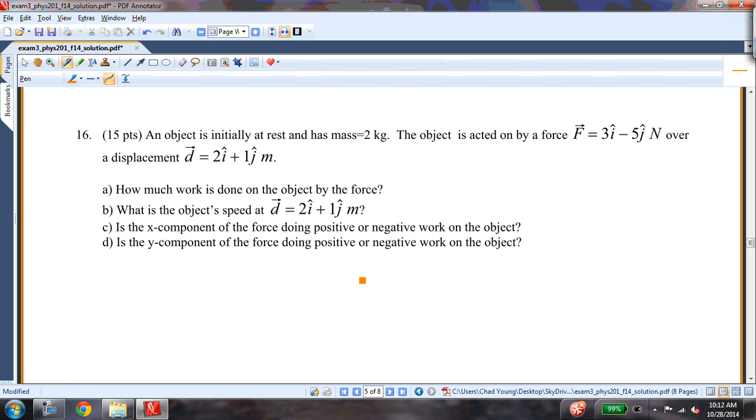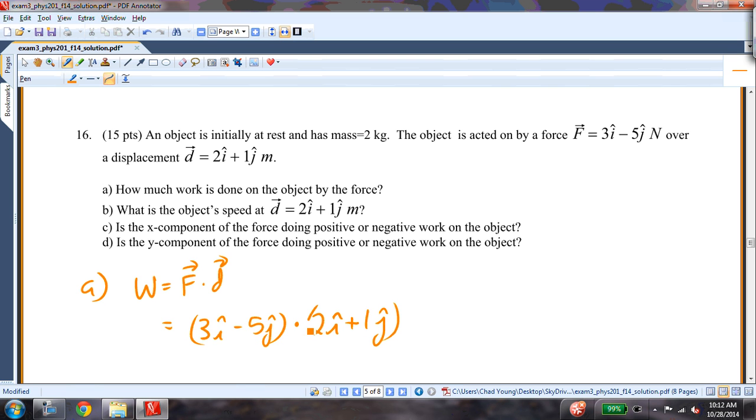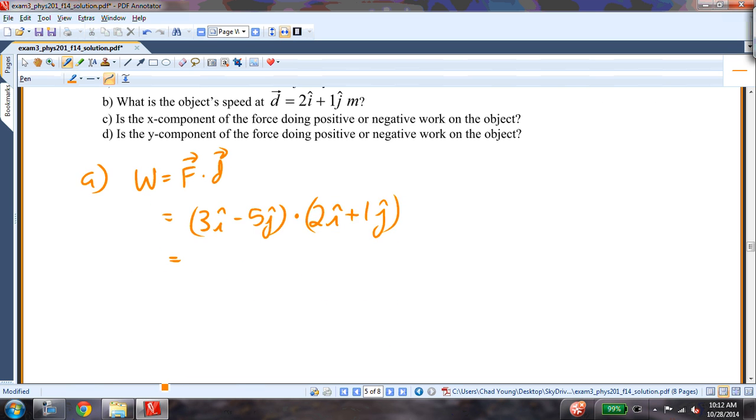Okay, an object at rest has a mass of 2 kilograms. Given the force and displacement, how much work is done on the object? Part A, work is equal to force dot displacement, the dot product. That's 3i minus 5j dotted with 2i plus 1j. Multiply these terms, that's 6 minus 5 equals 1 joule. Remember, i dot i equals 1, j dot j equals 1, but i dot j and j dot i both equal 0.